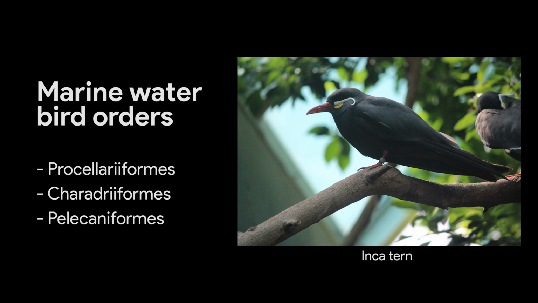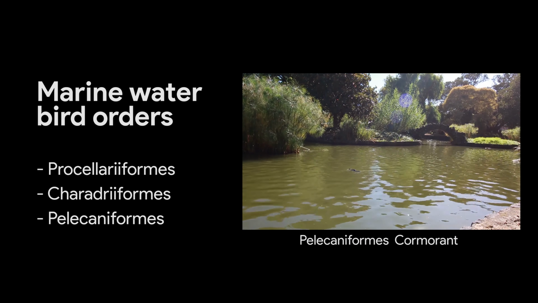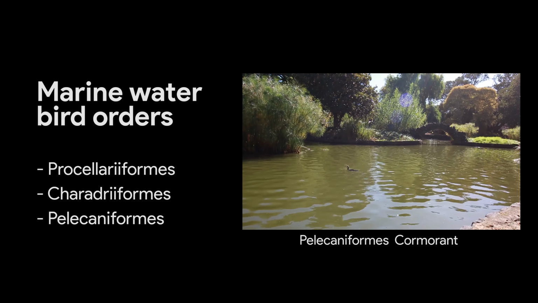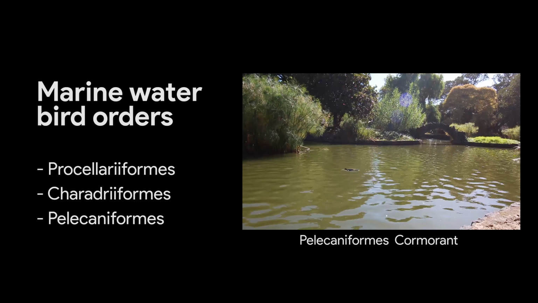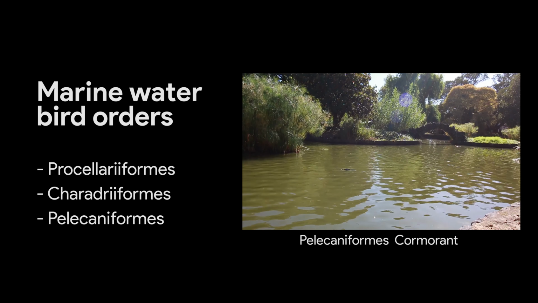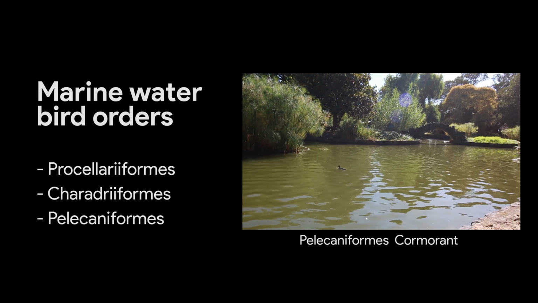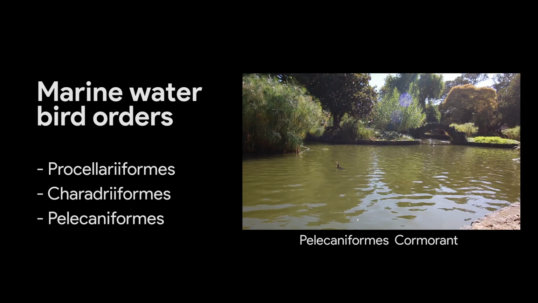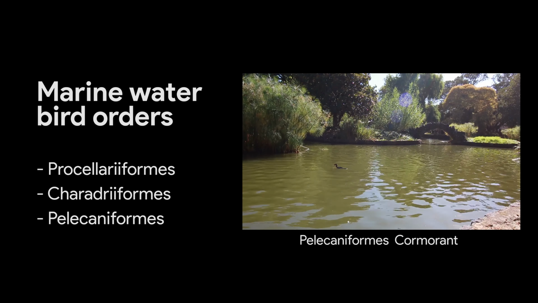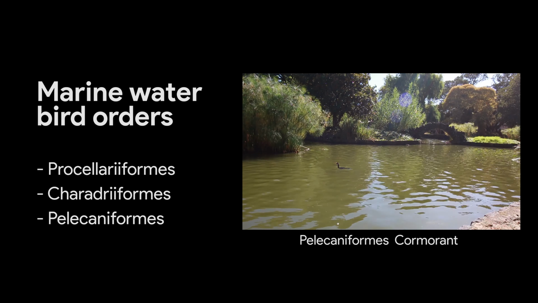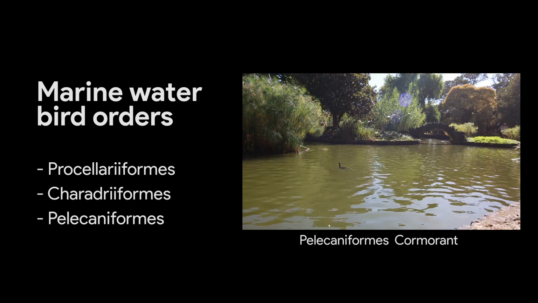Seabirds come from a further 3 different orders. The Procellariiformes include the albatross. The Charadriiformes include the seagulls. The Pelecaniformes include the pelicans and the cormorants. Birds from these 3 seabird orders predominantly come from marine environments, but that doesn't mean you might not see them sometimes in freshwater environments.